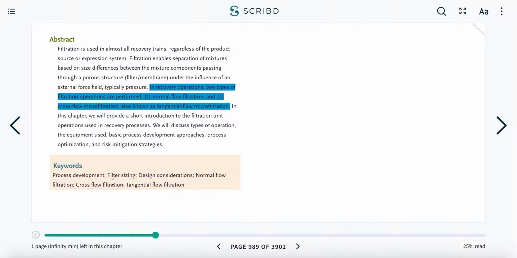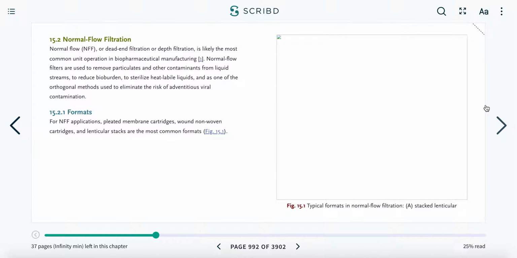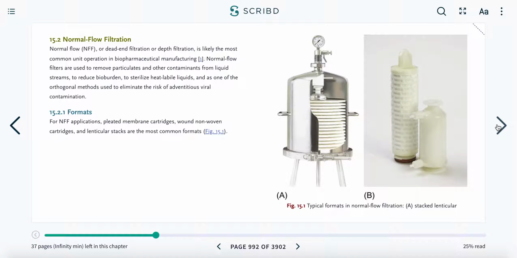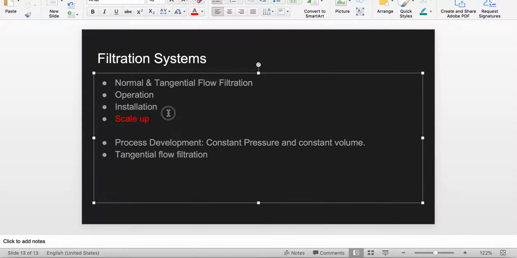So: process development, filter sizing, design consideration, normal flow filtration, tangential flow filtration. In an interview, you can give at least one example of filtration by watching this video. We are also gonna go through modeling.